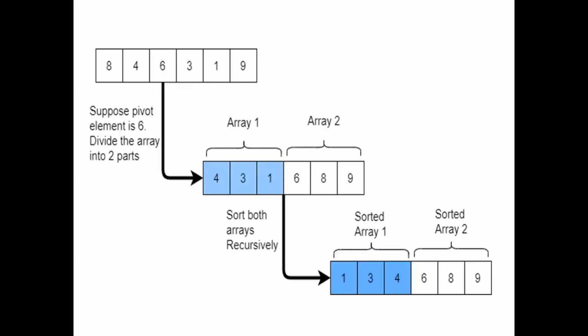Let's see the example: 6, 4, 8, 4, 6, 3, 1, 9. Suppose the pivot element is 6. Divide the array into two parts. The pivot element is our wish or the wish of the computer. Coming to the second part, you can see 4, 3, 1 as the first array and 6, 8, 9 as the second array.